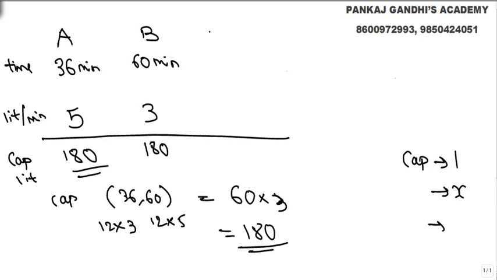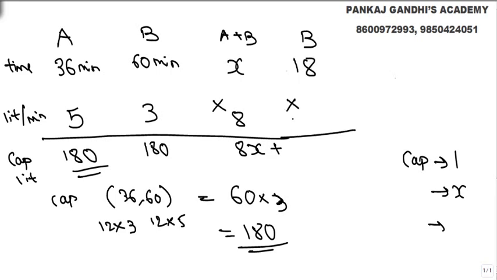Now, both of them are open together. After, let's say, x minutes, we stop A from filling. So per minute, both of them fill 8. So in x minutes, they fill 8x liters. Now, B alone fills the remaining tank in 18 minutes. Per minute we have taken B speed 3, so in 18 minutes 54. So total tank 8x plus 54, tank is completely filled. Completely filled, the capacity is 180.